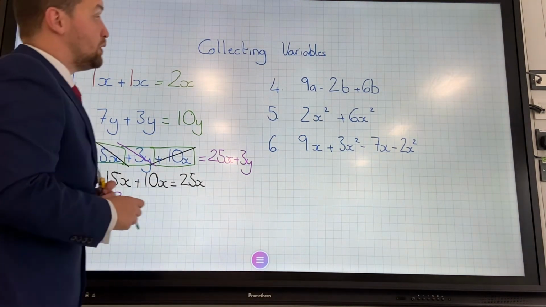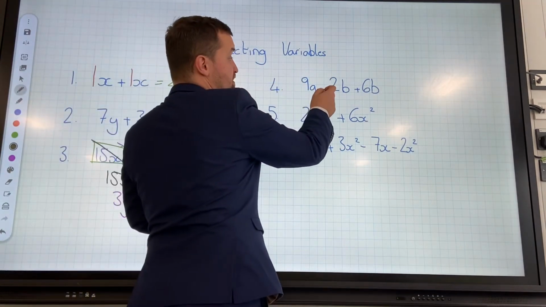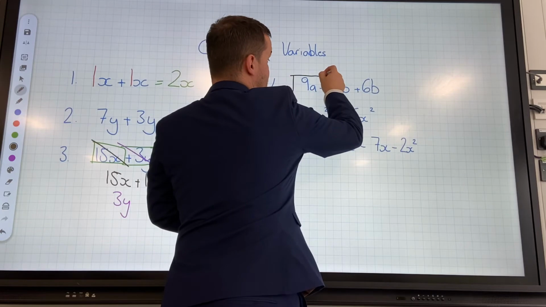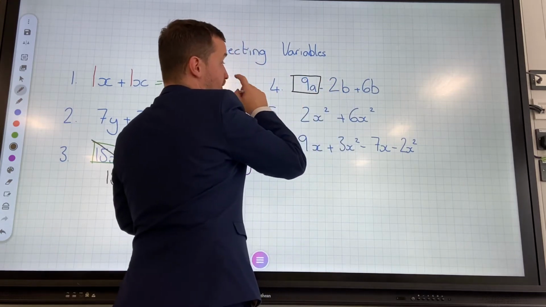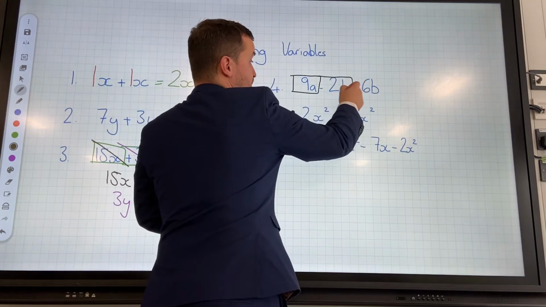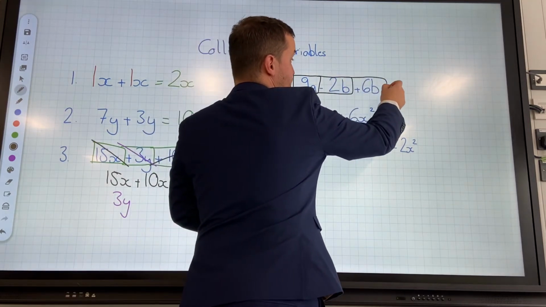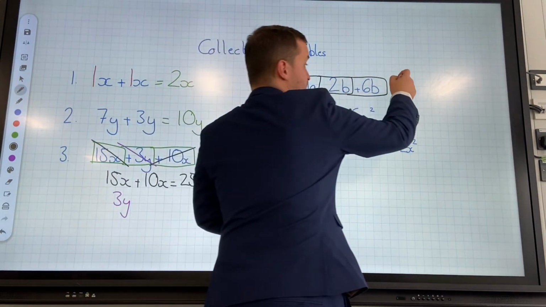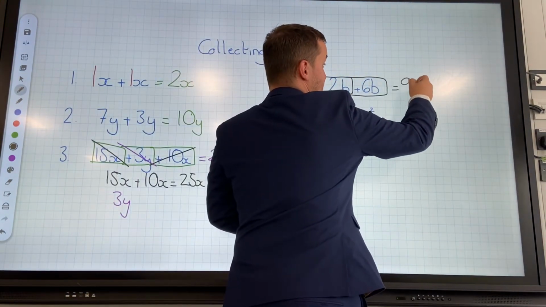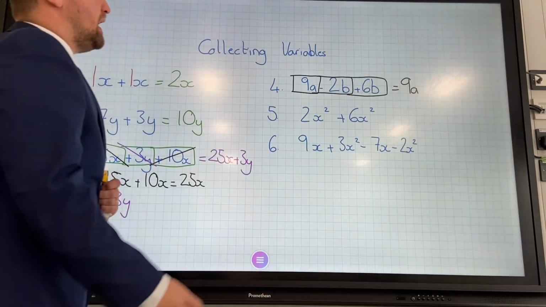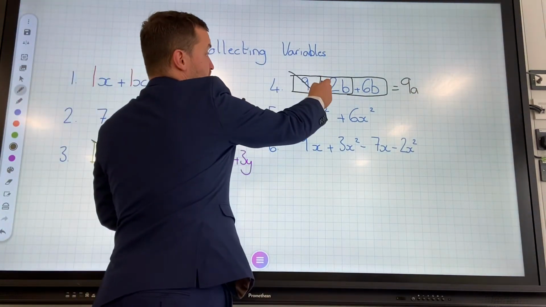Okay, so we've got 9a minus 2b plus 6b. So what I'm going to do, I'm going to box these off. As I said, be careful. This sign here goes with the second term. So I'm going to box these off. Okay, we've got 9a and we have nothing else to go with it. So we're going to have 9a in our answer. Okay, we've got minus 2b there. Oh, I forgot to cross it off. Let's remember to cross it off.